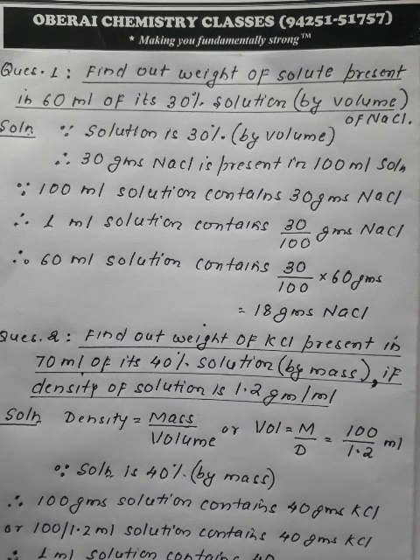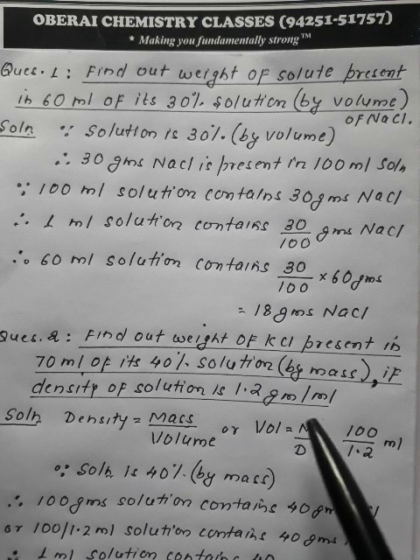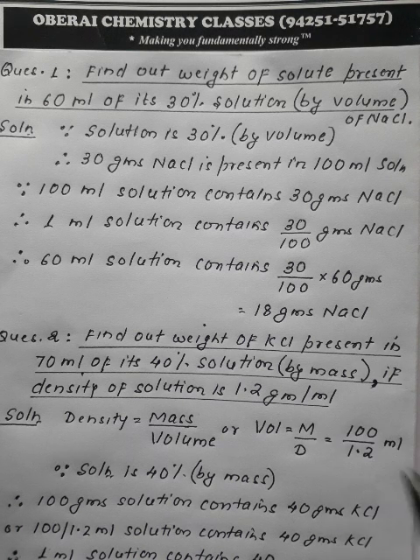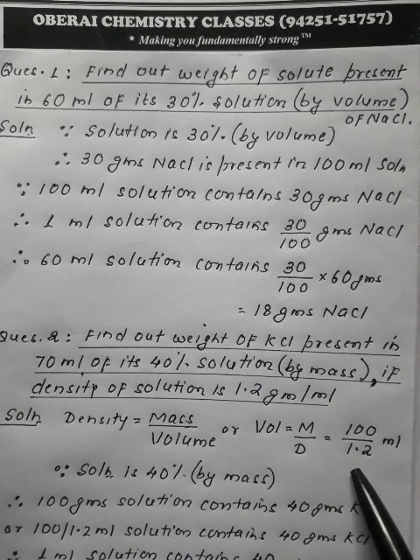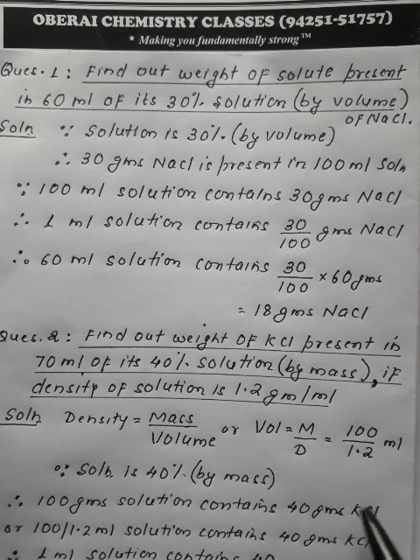So how will we solve it? We know that density is equal to mass by volume, or we can say volume is equal to mass by density. Now the mass of the solution, since we have been given by mass, is 100 grams of solution. So the mass of solution is 100, and the density as given in the question is 1.2. So this would be the volume. 100 grams of solution means 100 upon 1.2 ml of solution.